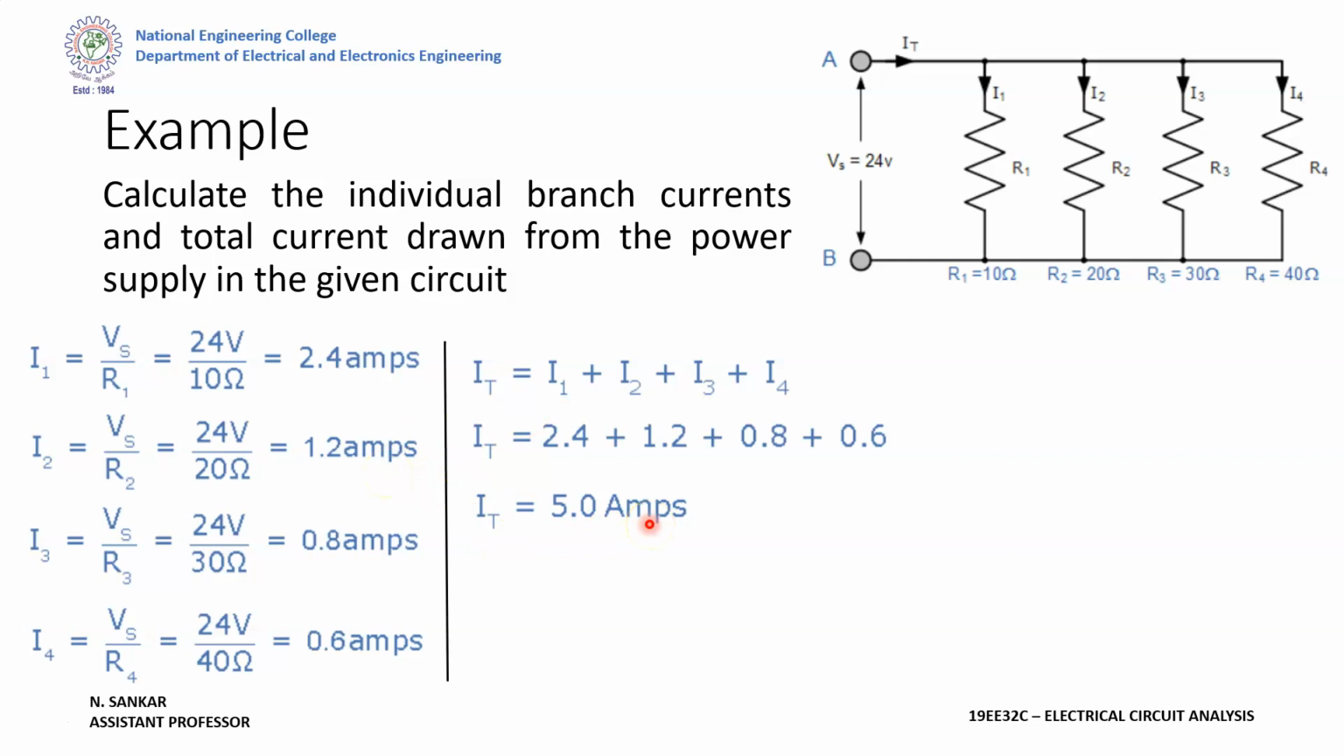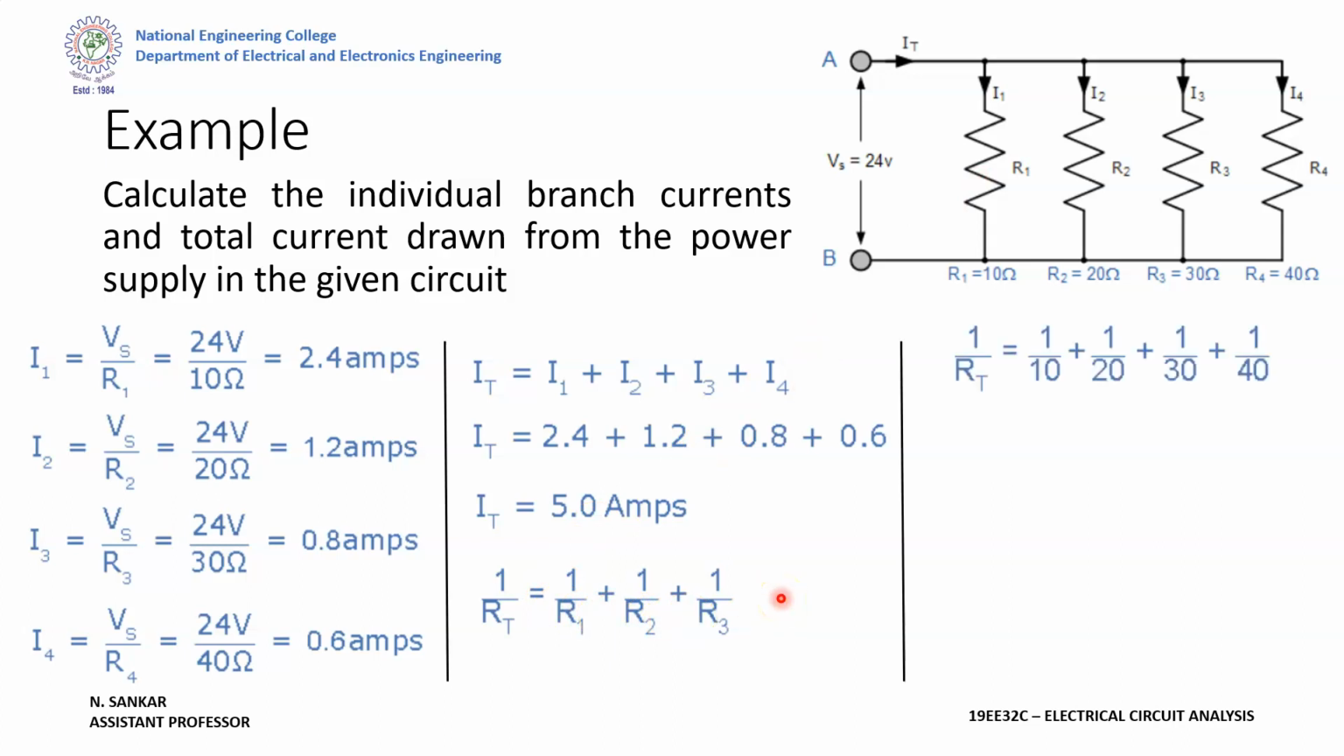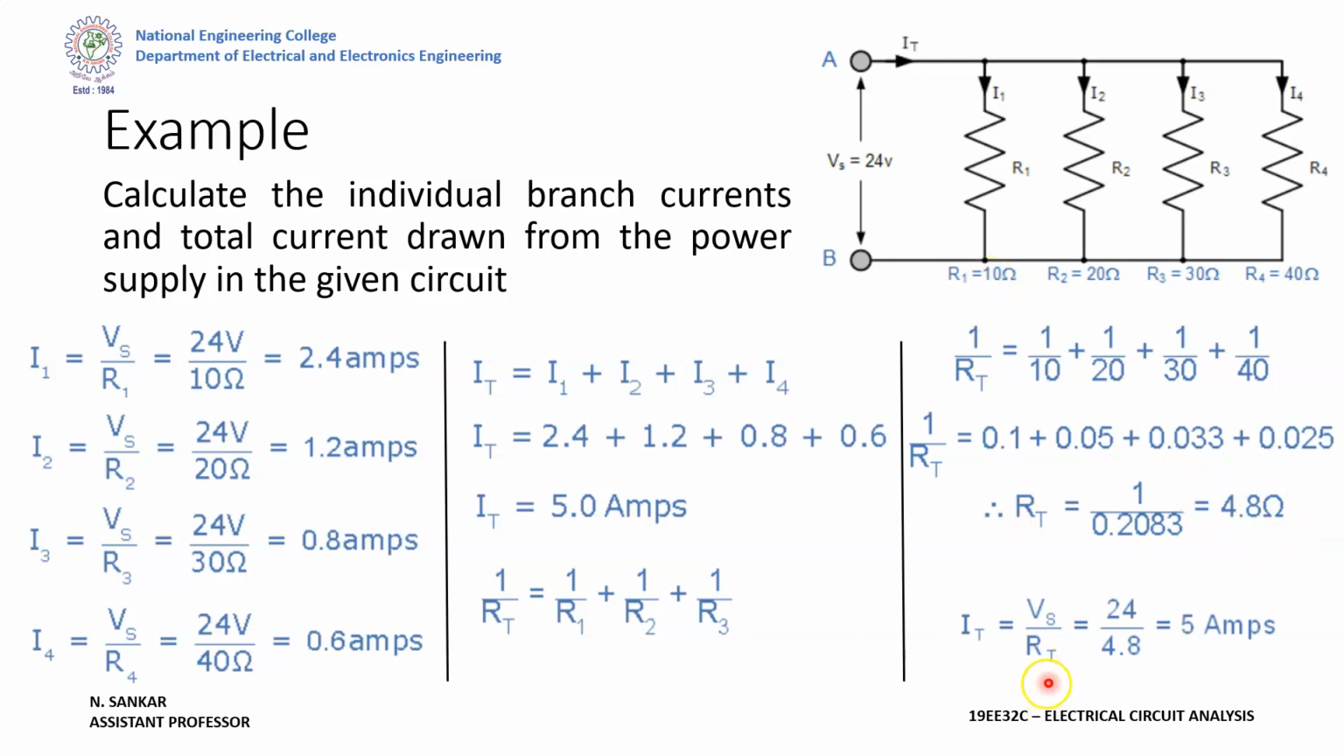Or, if you want, you can find the R equivalent. From R equivalent also you can find the total current IT. That is IT is equal to V by R equivalent. So for that you have to first find the R equivalent. 1 by RT is equal to 1 by R1 plus 1 by R2 plus 1 by R3, plus 1 by R4. If you find the value, RT will be equal to 4.8 ohm. So IT is nothing but Vs divided by RT, that is 24 divided by 4.8, which will be equal to 5 amps. Okay.